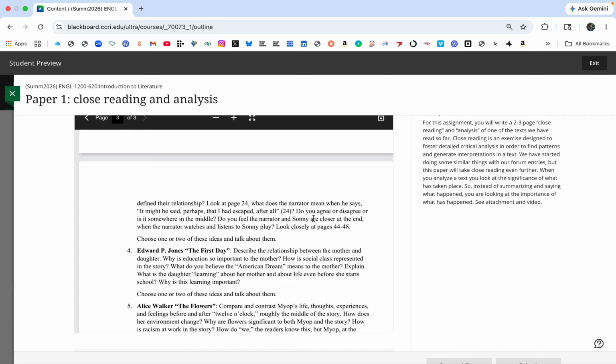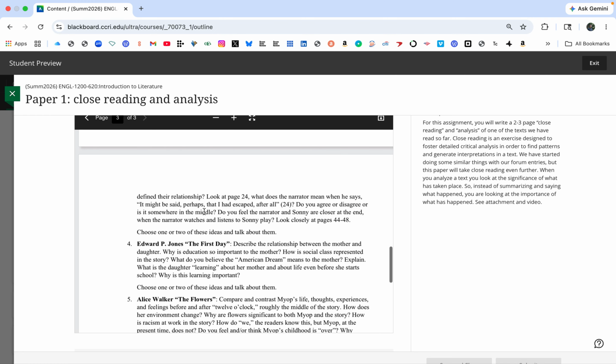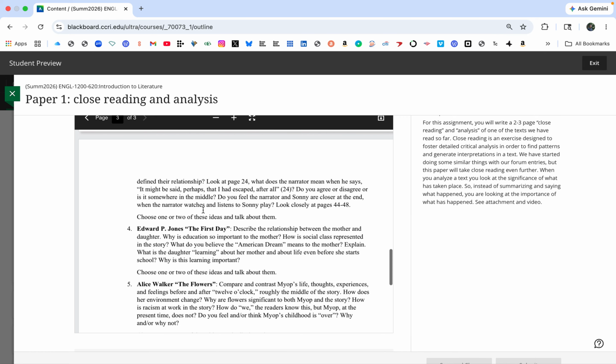Do you feel the narrator and Sonny are closer at the end when the narrator watches and listens to Sonny play? Look closely at pages 44 and 48. You could also look at Sonny's relationship with the piano. How does the piano and music almost save Sonny, right? Again, choose one or two of these ideas and talk about them.